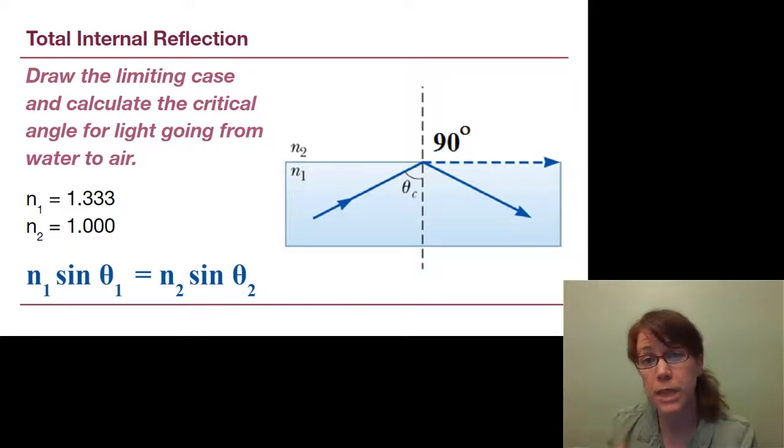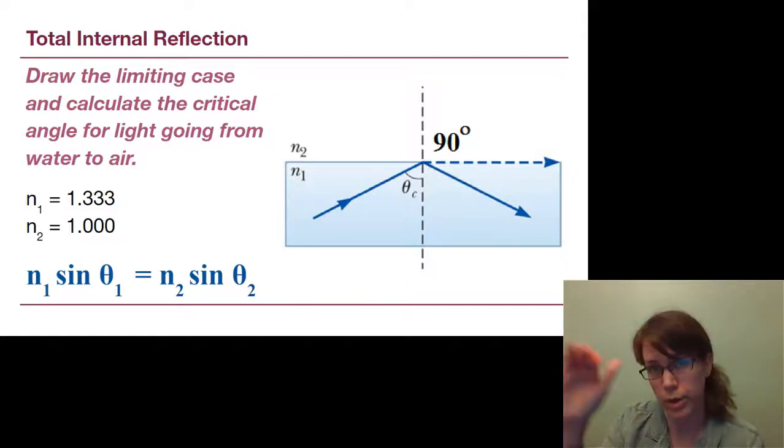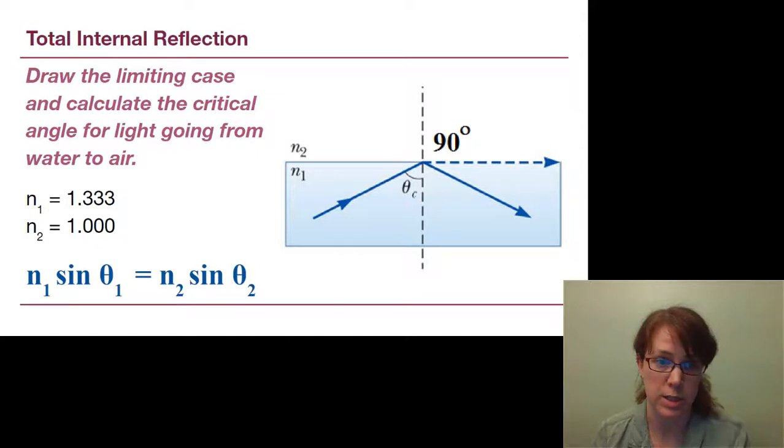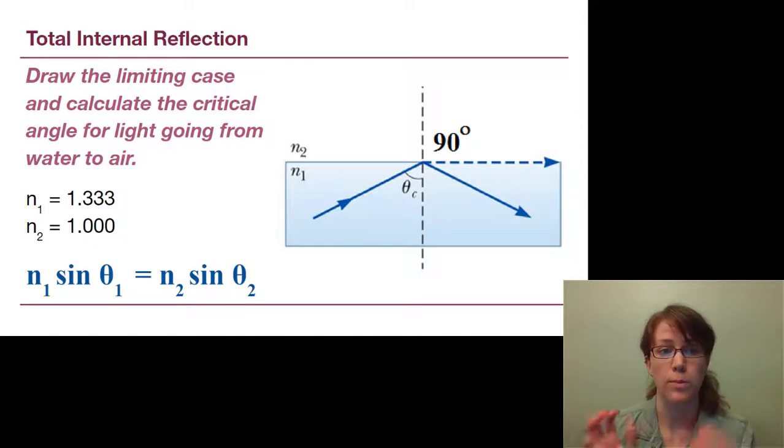Okay, so the limiting case on this is whatever the specific angle is where the refracted angle would be 90 degrees, the sort of maximum value that we can have without going back into the medium. And because we're at that maximum critical angle, we'll have reflection instead. So we want to draw this out.